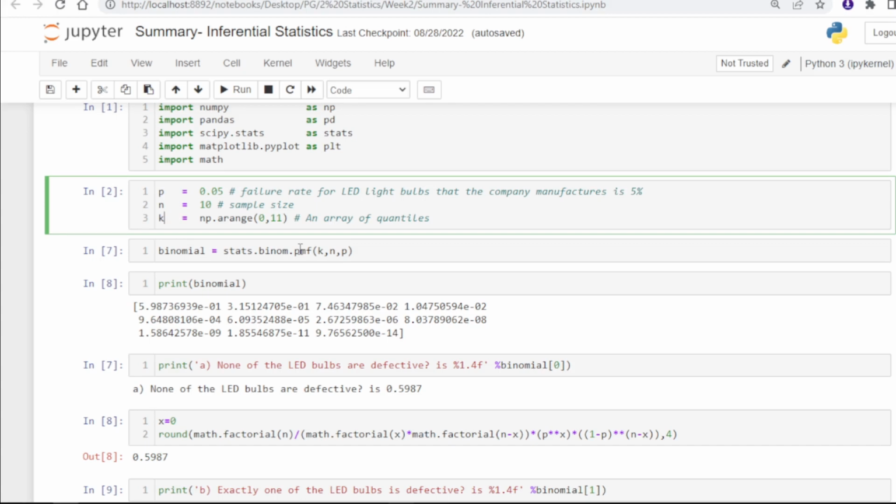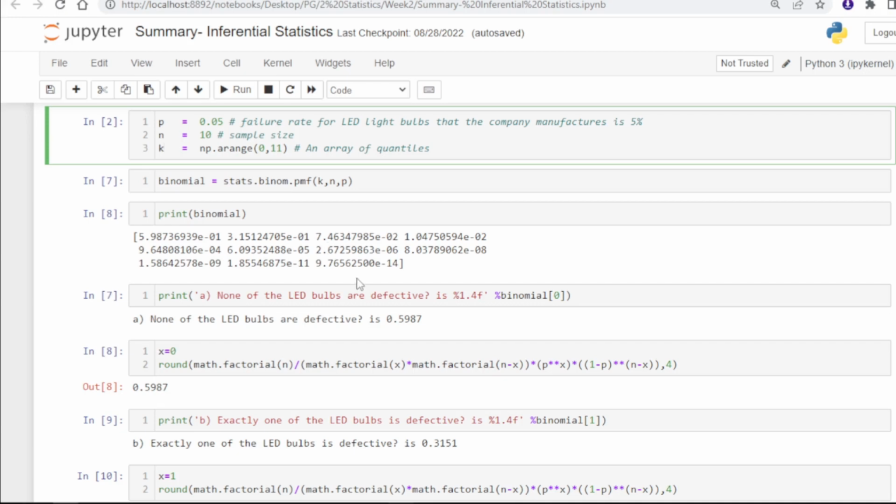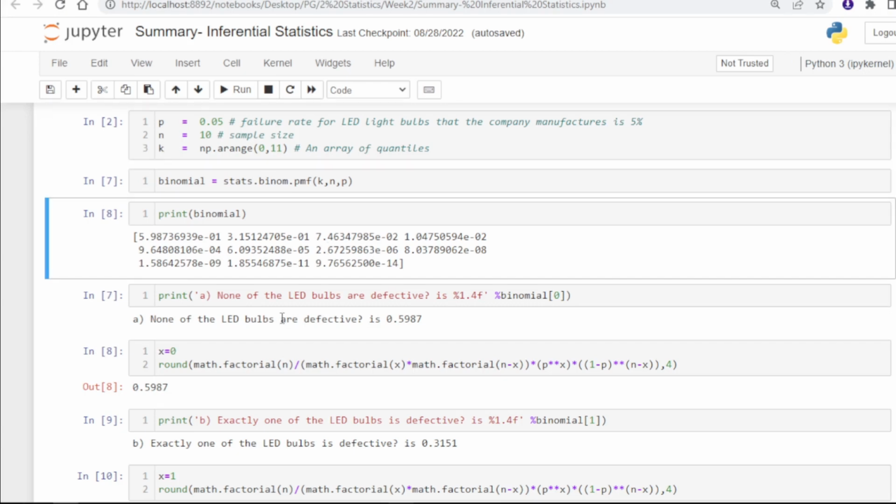Now if we apply binomial, again to do that we will call the PMF function, the probability mass function, passing k, n and p. So this way we will get our values. If we print the binomial, this will be our calculation of the PMF function. And for the first question, none of the LED bulbs are defective, that means the value will be at the 0th position, because that is not in our count from 1 to 10, right?